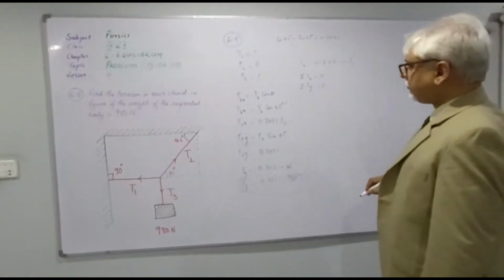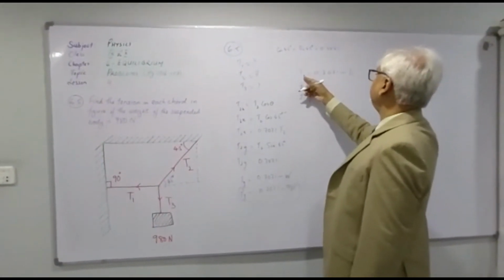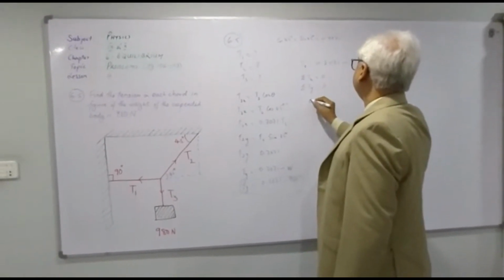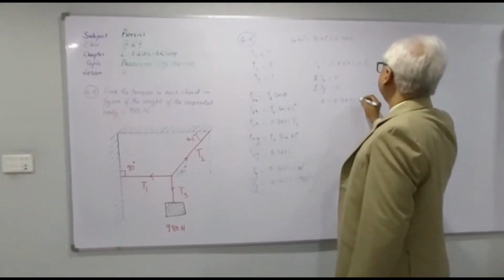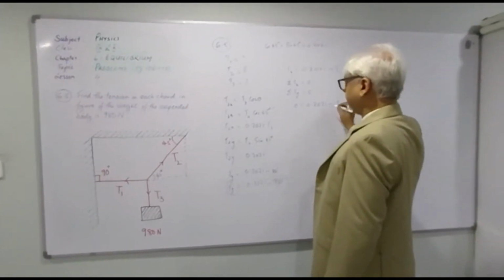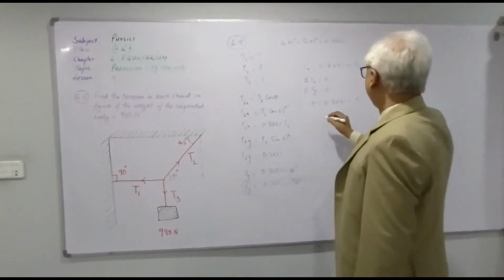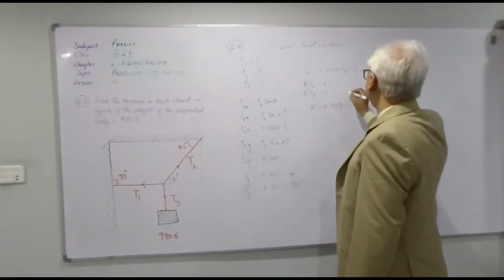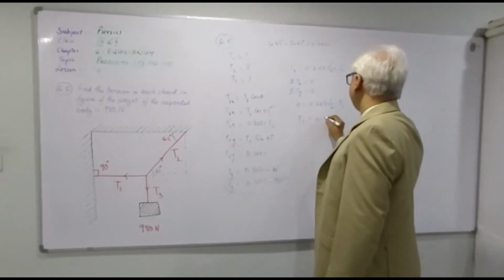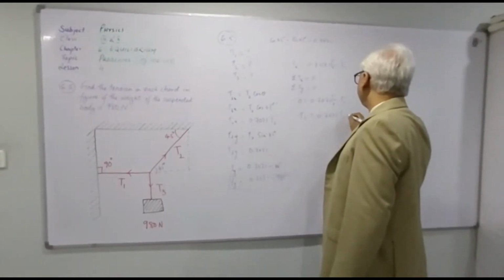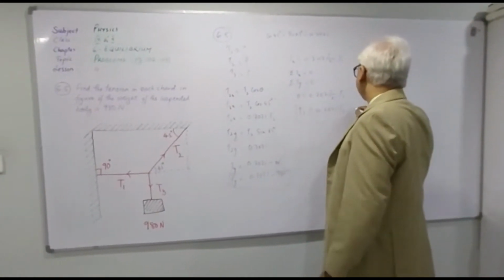If you put the value of 0 over here, I will get 0 is equal to 0.7071 T2 minus T1. So T1 is equal to 0.7071 T2. Let's call this the first equation.